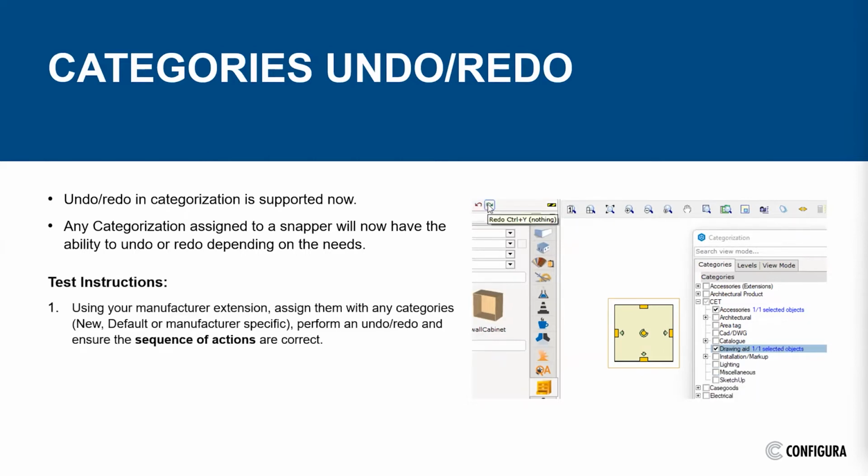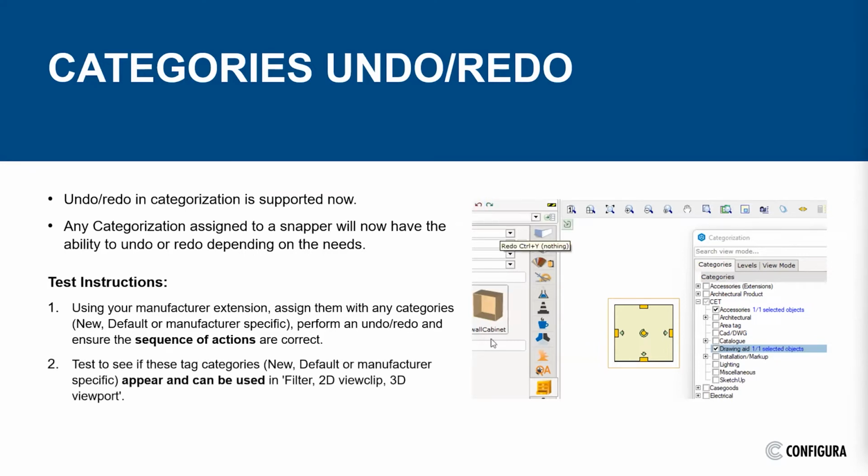All right, so with this, and to ensure your manufacturer extension still works well with the updated categorization, we would like you to run the following smoke tests. So the first one is using your manufacturer extensions, assign them with any categories which is new, default, or manufacturer specific. Perform an undo or redo and ensure that the sequence of the actions are correct.